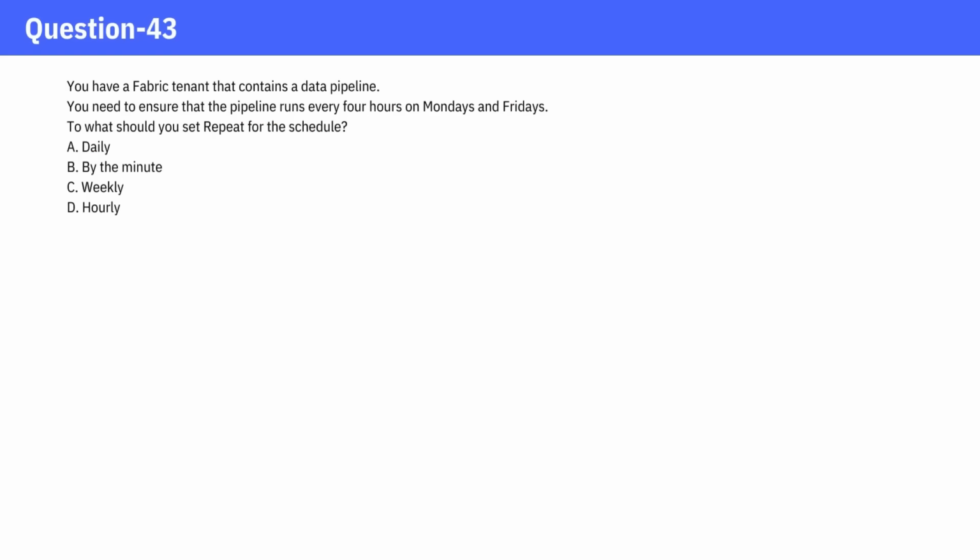Question 43. You have a Fabric tenant that contains a data pipeline. You need to ensure that the pipeline runs every 4 hours on Mondays and Fridays. To what should you set repeat for the schedule? A. Daily. B. By the minute. C. Weekly. D. Hourly. Pause the video and take a moment to think and check the answer.